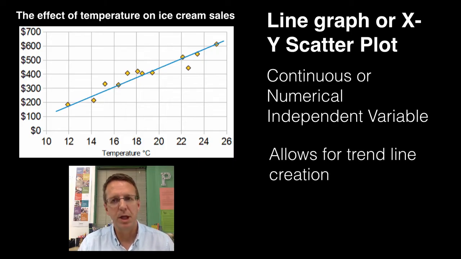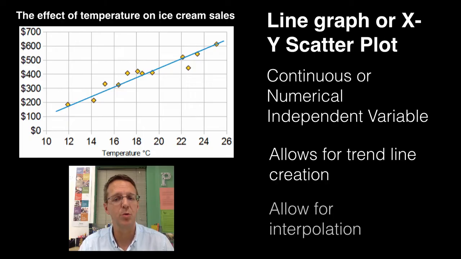The benefit of something like a line graph or an XY scatter plot is it allows you to put a trend line on the graph, and this is helpful to see what's going on in terms of trends, but it also allows you to interpolate data off of it. So for example, in this case, if we wanted to know or predict how much money you'd make when the temperature was 21 degrees, you would simply draw a line up to the line of best fit or the trend line and then over to determine that you're looking at about $480. So that's another benefit of an XY scatter plot.